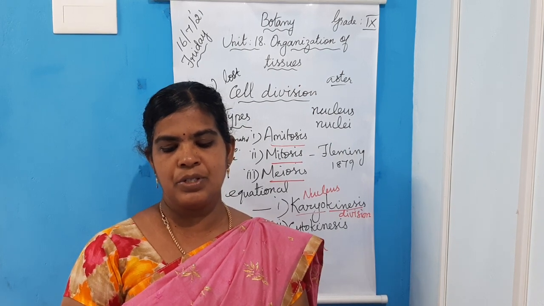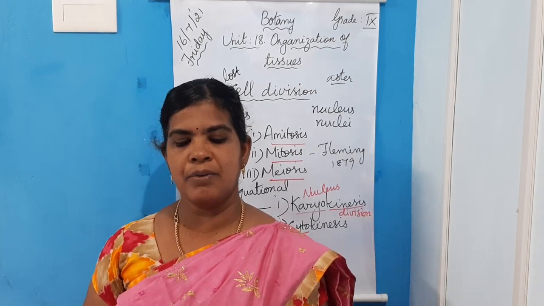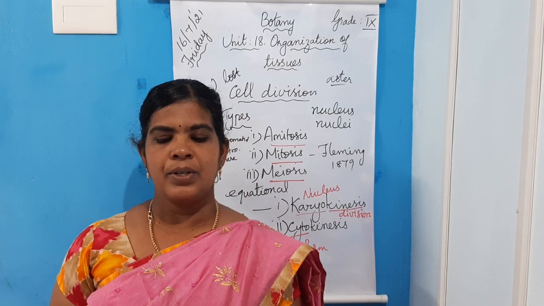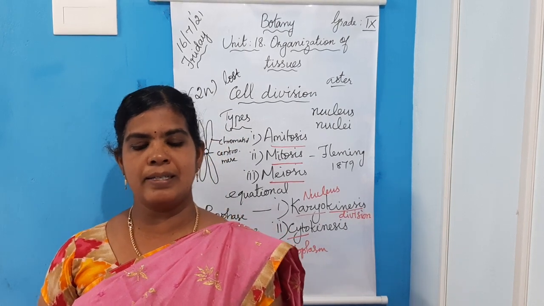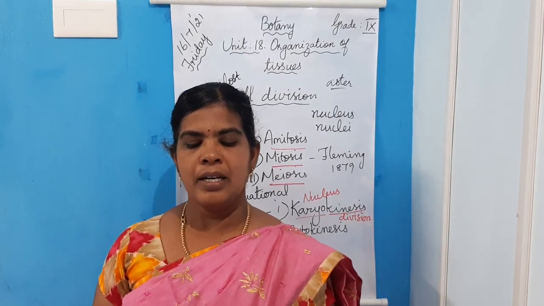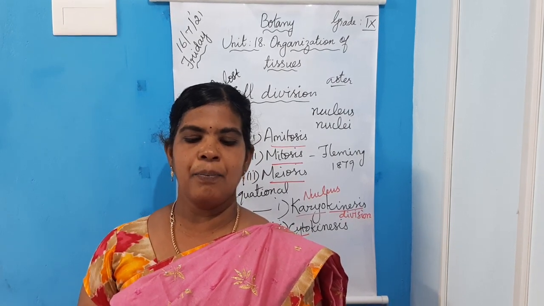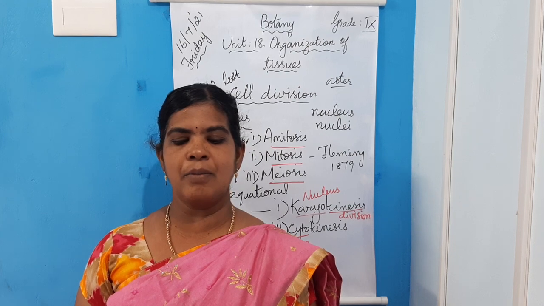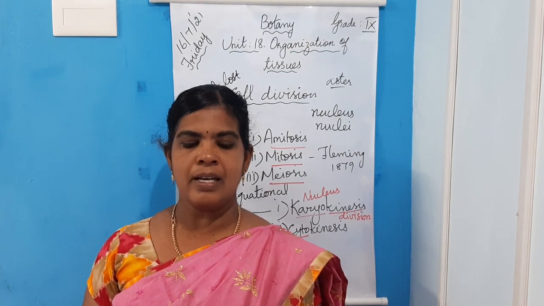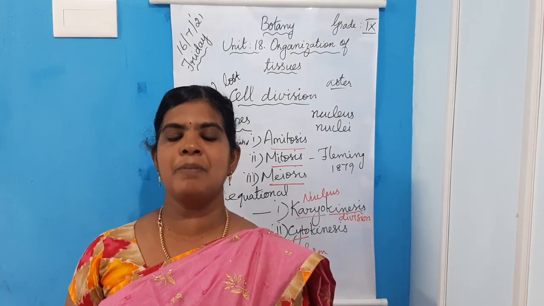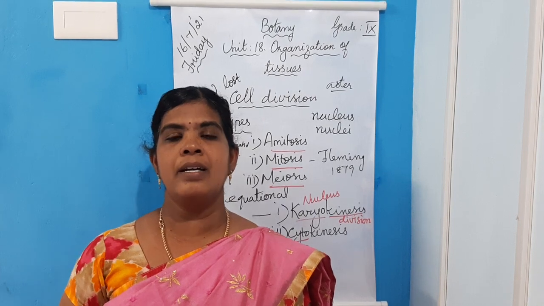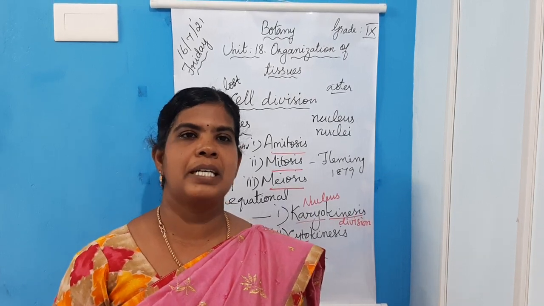The equatorial division results in the production of diploid daughter cells, that is enough. Then in multicellular organisms, growth, organ development and increase in body size are accomplished through the process of mitosis. Third point, mitosis helps in the repair of damaged and wounded tissues.